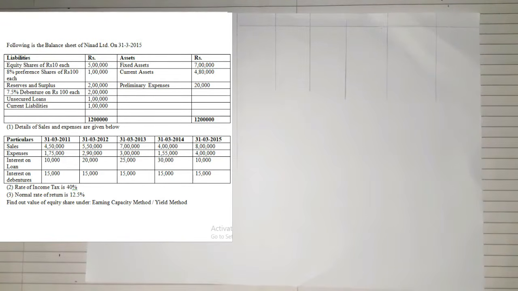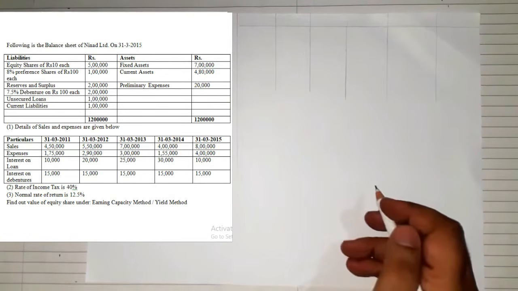Now in the sum, they haven't given us any profit, but they have given you sales and all the expenses. We know that from sales, if you deduct all your expenses, whatever remains is nothing but your net profit. Once I get my net profit, we will find the average profit. From average profit, we will remove the tax. We will remove the preference dividend and any transfer if there are any. In the sum, there are no transfers, so we'll remove the preference dividend. Whatever amount is available is nothing but the amount available to the equity shareholders. So based on that, let us see how we solve the sum.